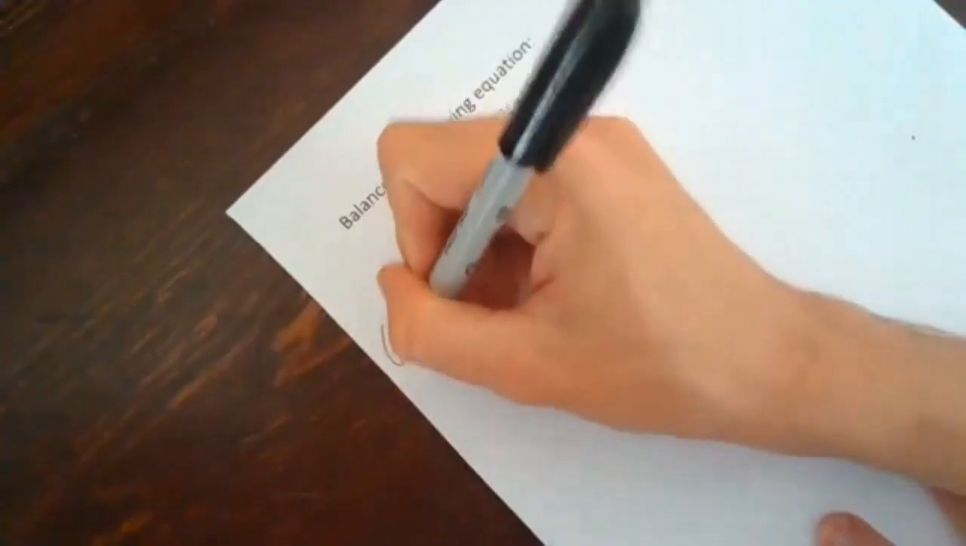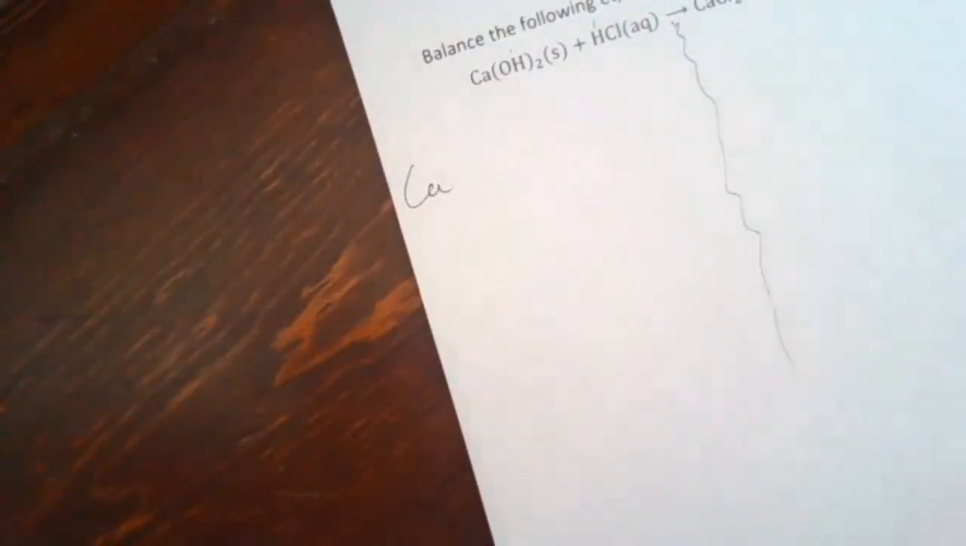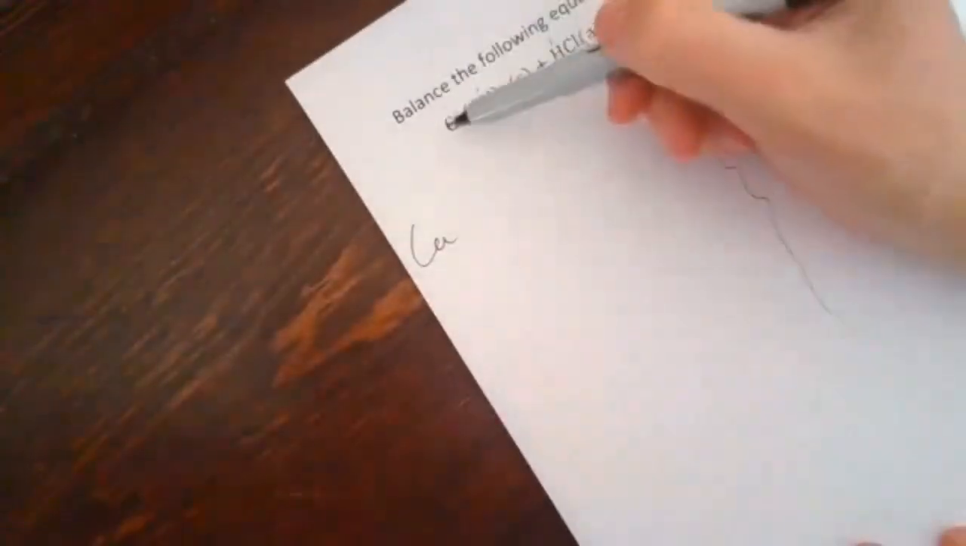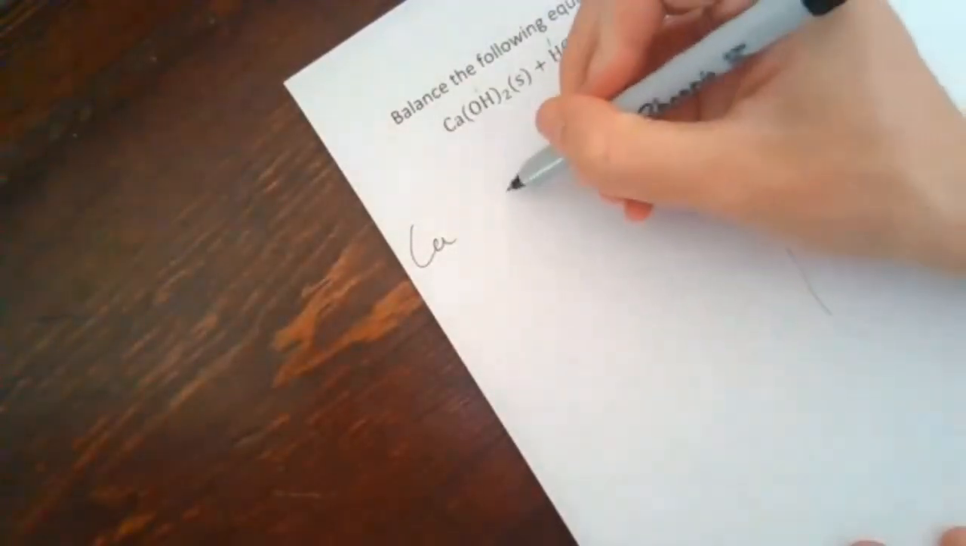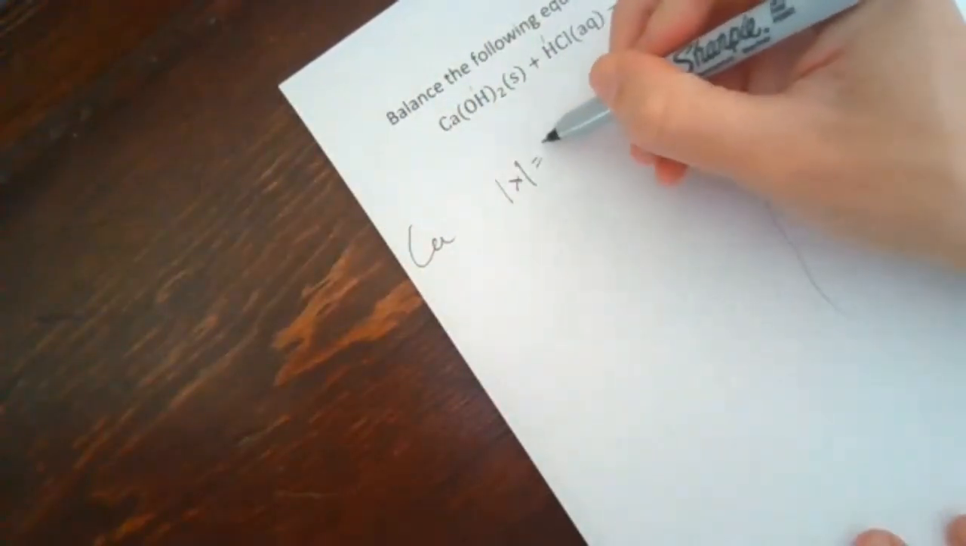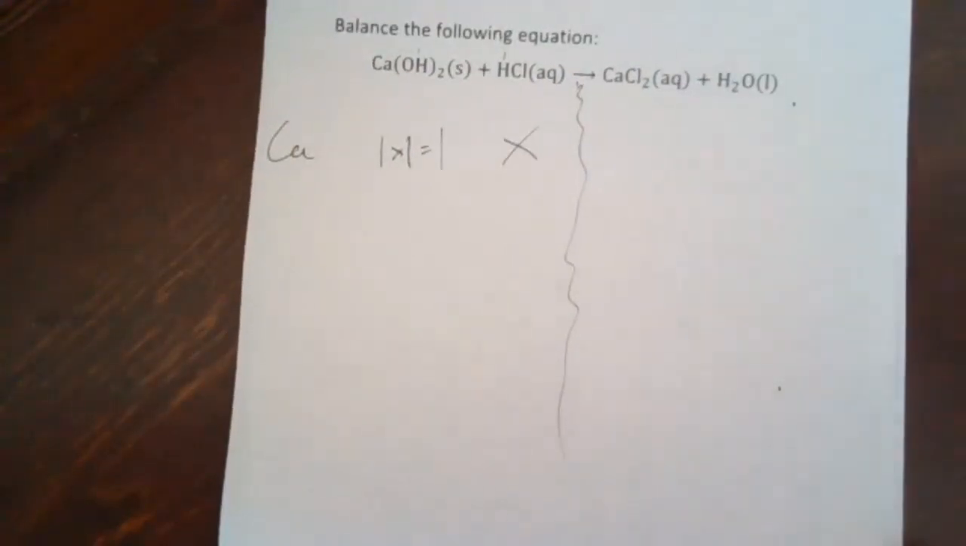I'm going to do calcium. I'm going to draw a little squiggle to denote the difference between reactants and products. There's a 1 functionally in front of that, so 1 is the coefficient. The subscript on calcium is 1, so that would mean I have 1 calcium atom. I have no calciums in HCl, so that's still fine.